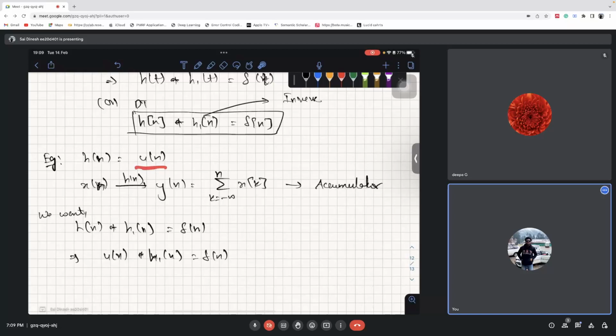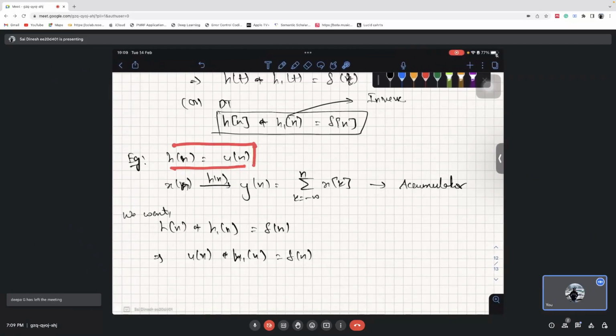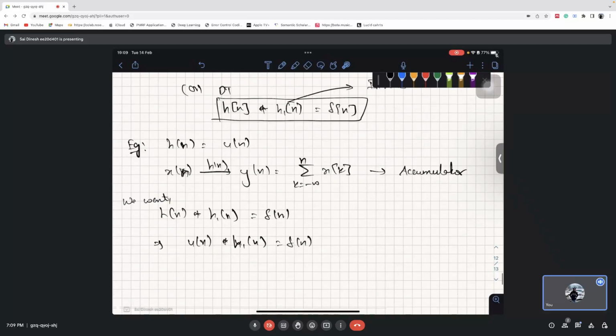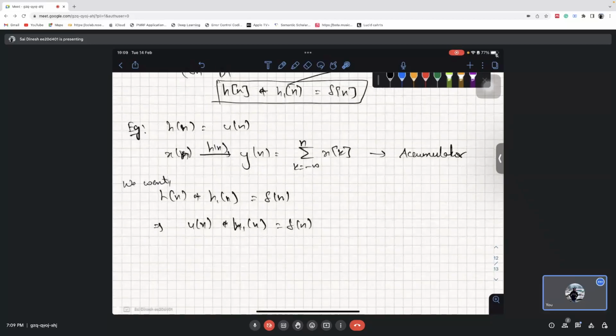Here we are trying to solve a problem where h of n is equal to u of n. If we have a signal x of n which we pass through this h of n, which is u of n, we get the signal summation k equal to minus infinity to n of x of k, which is known as the accumulator. So basically it is summing up all the values of x of n until that point.